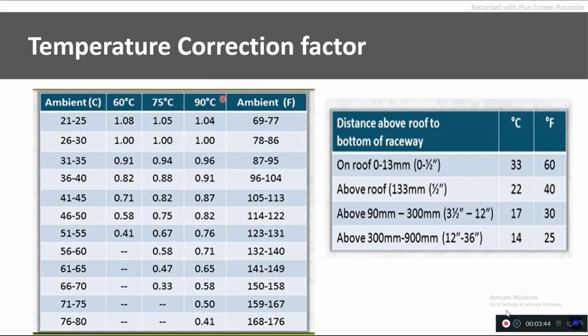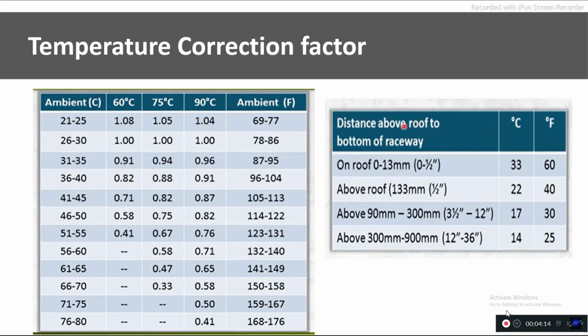As I said earlier, you can see here that the temperature leads to variation in the current carrying capacity of the cable. If the temperature is around 26 to 30 degrees Celsius, there is no change in the current carrying capacity of the cable. But as you go above 30 degrees Celsius, the cable current carrying capacity decreases, whereas below 25 degrees Celsius it increases a bit.